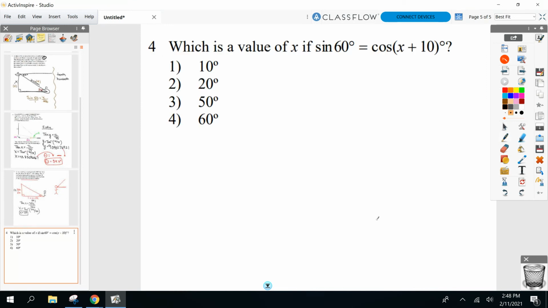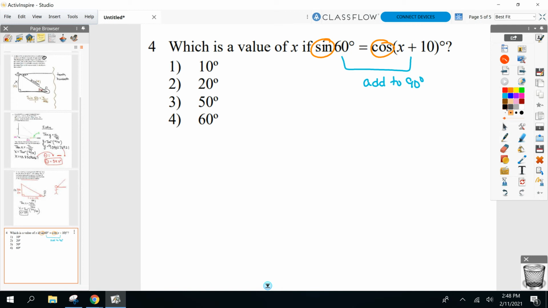All right, so here we go. Value of x, sine of 60 equals cosine of x plus 10. I know it's very, very tempting just to set them equal to each other because you see the equal sign. Heck, I'll just set them equal. But again, if we are going to set sine and cosine ratios equal to each other, that means one and only one thing. These two right here add to 90. Those two angles have to be complementary.